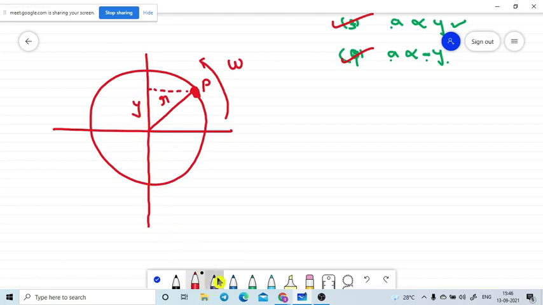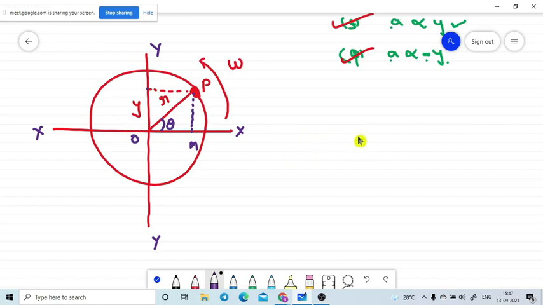The angle made by the position vector of the particle with the x-axis, let me take it as theta. This is the x-axis and this is the y-axis. Now please look at this. If this is y, I am drawing one small triangle here, let me call it OPM. With the help of this triangle, our goal is to find the displacement of the particle. This is the displacement of the particle, y.